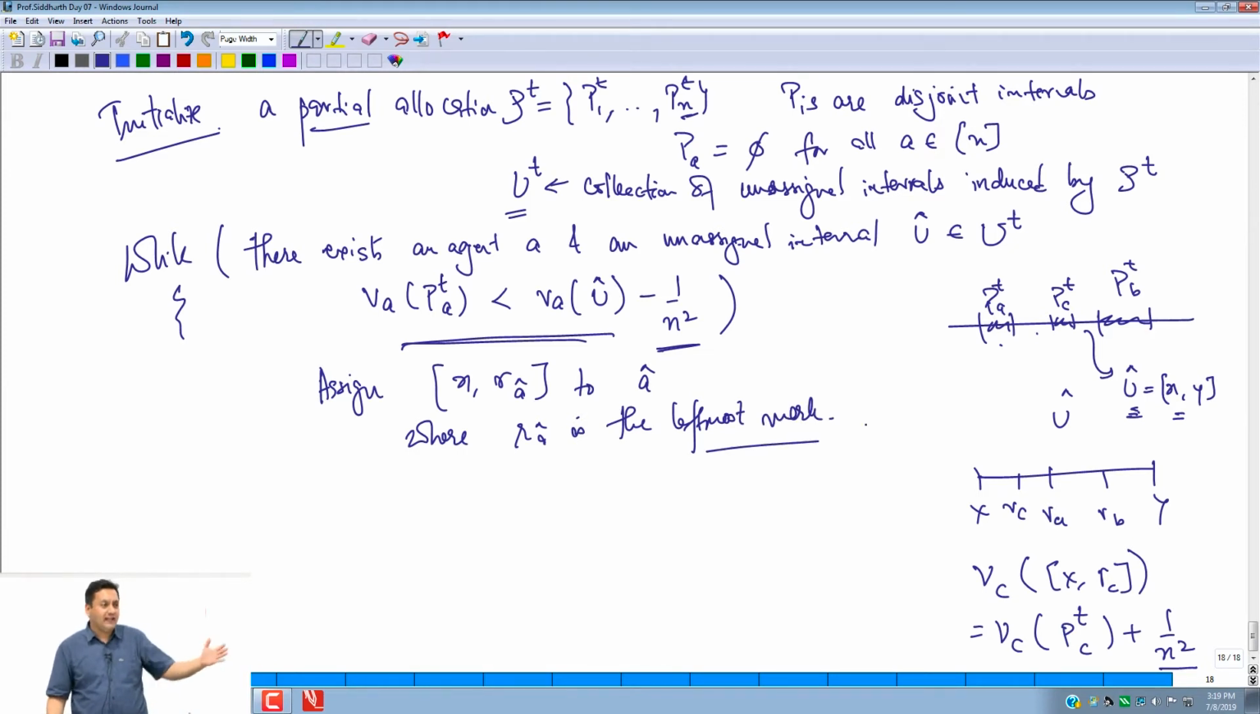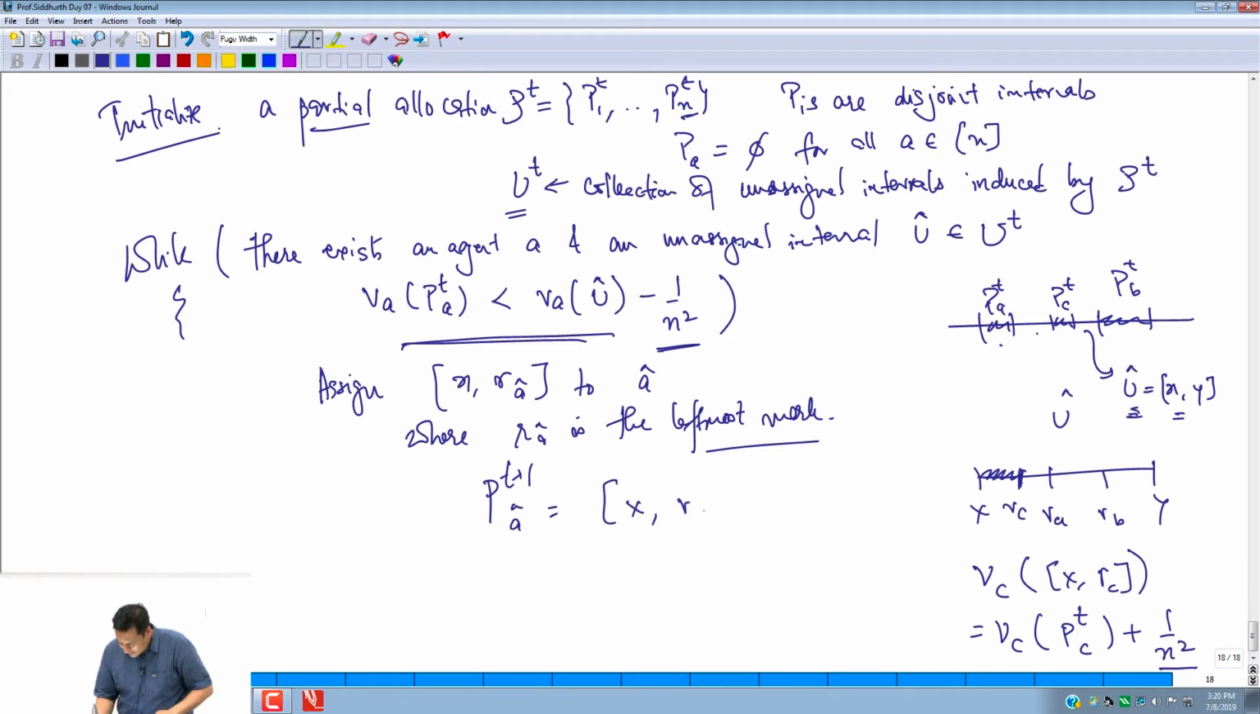So moving knife idea, I move this way and pick the person that has the leftmost mark and assign this to the agent. So I update the iteration count: P_{t+1} of A hat becomes X_RA hat. Note that this has increased the value of A hat by 1 over n square, and for every other agent things remain as such.